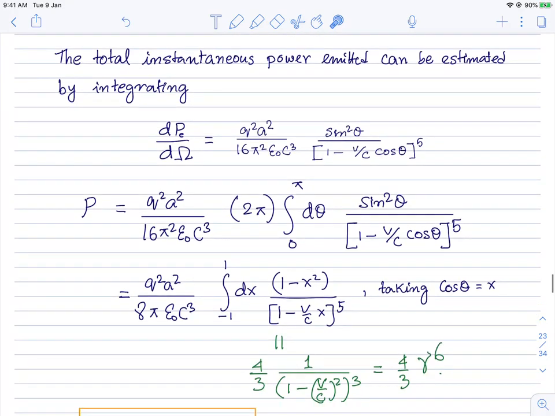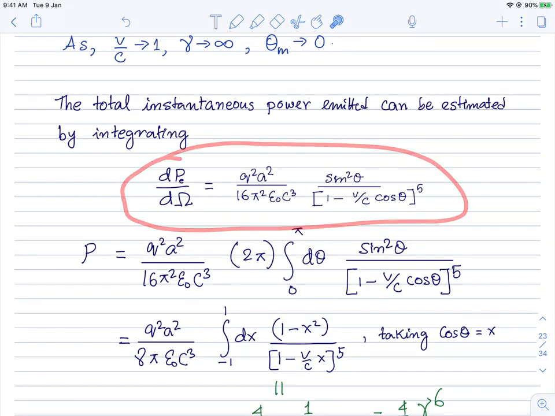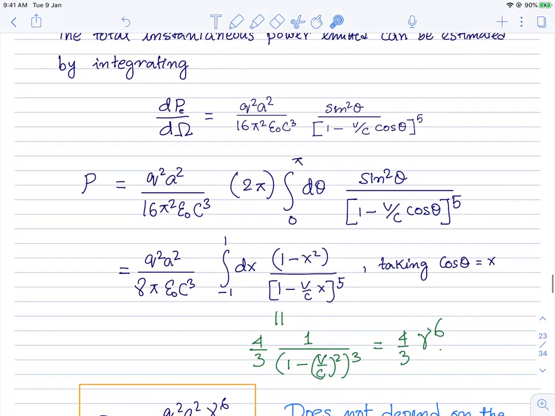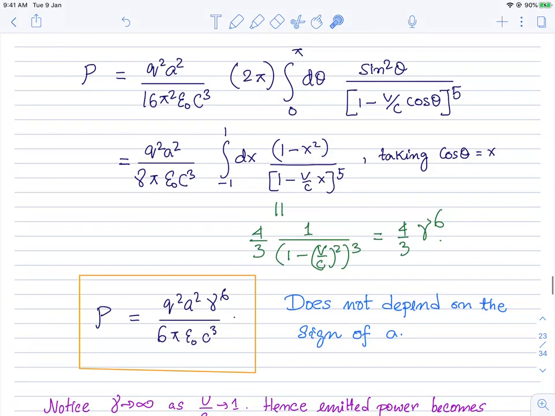Very good. Putting everything together, we can now take the power per unit solid angle and integrate it over all angles. The phi integral is going to give you a factor of 2 pi. The theta integral is this complicated integral that you have to do, and you can do a variable substitution, cos theta equal to x. Then this integral you can do. If you do this integral, you will get 4 by 3 times 1 over (1 minus v squared by c squared) whole cubed.